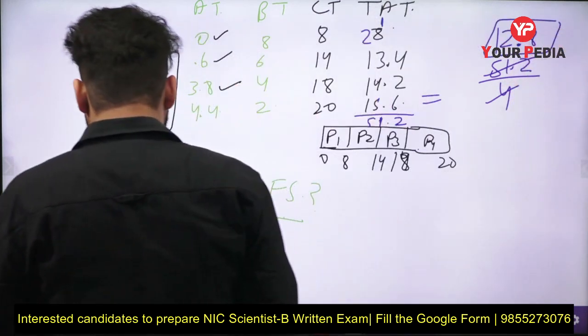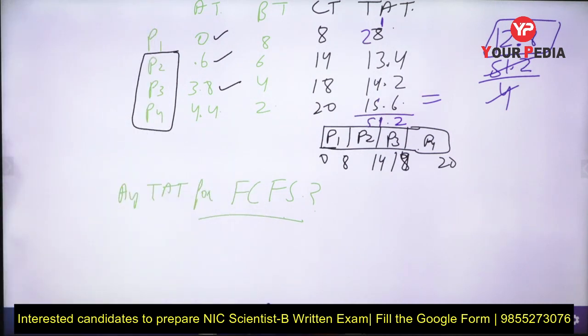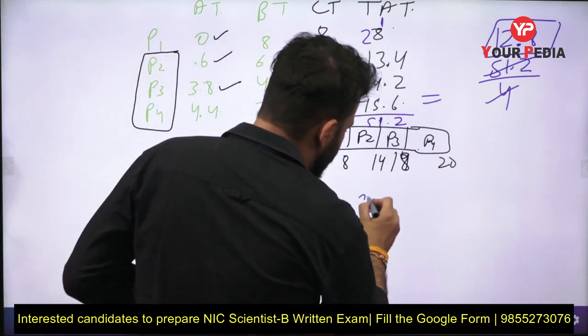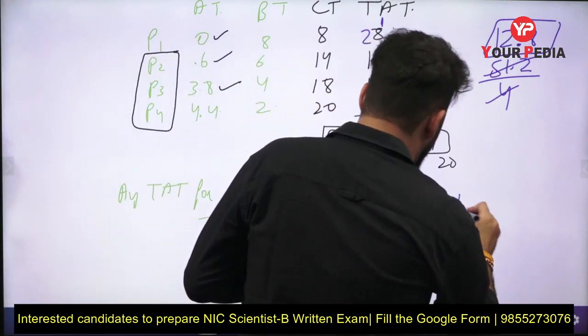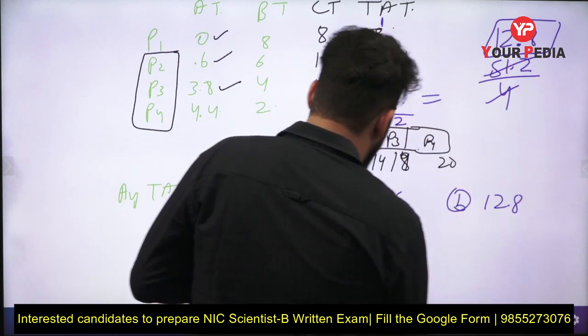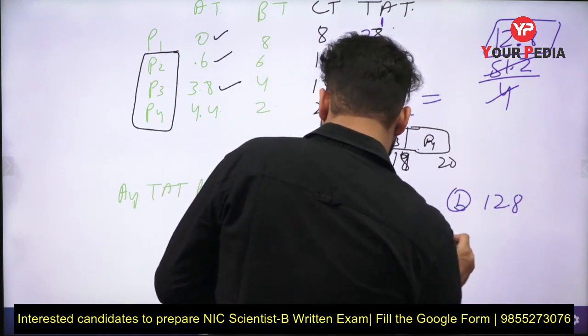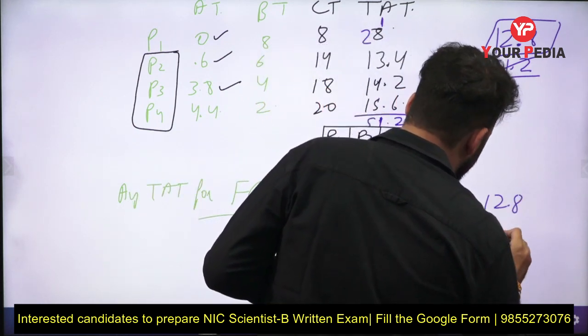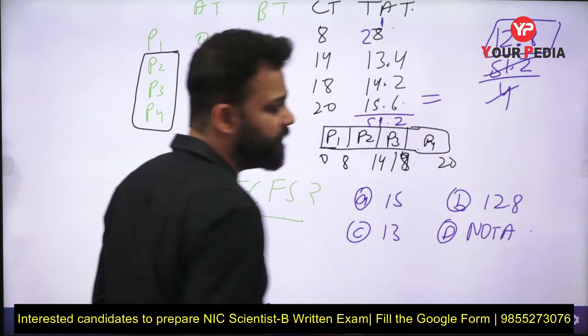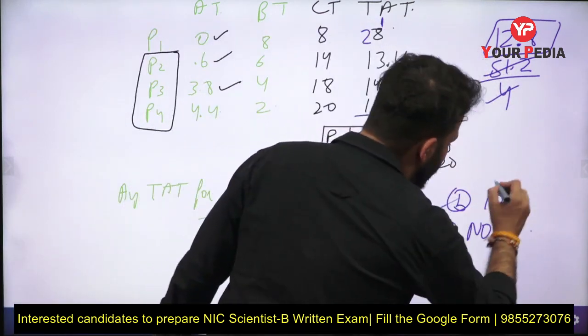The options that were given in the question were: A, 15; B, 12.8; C, 13; and the last option was none of the above. So the correct option is option B.